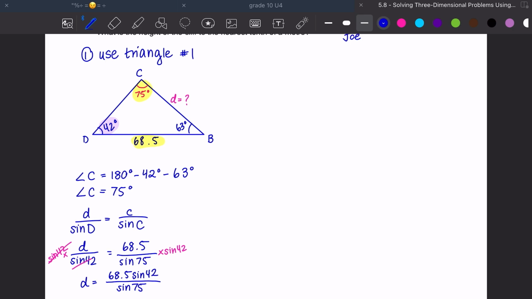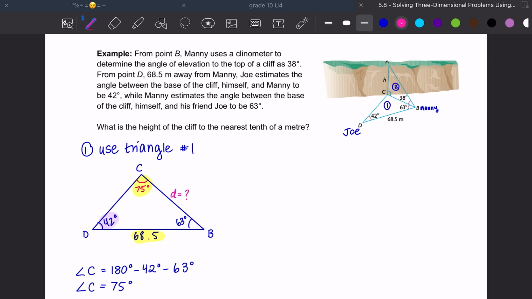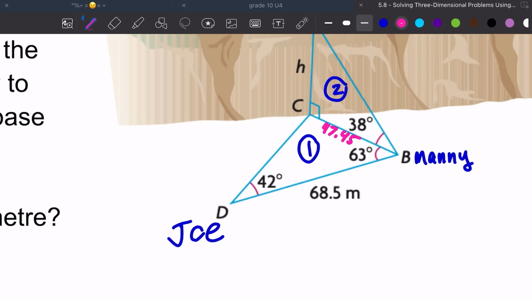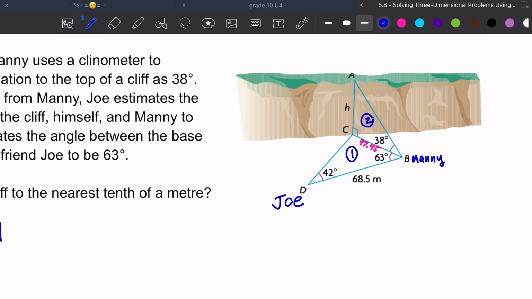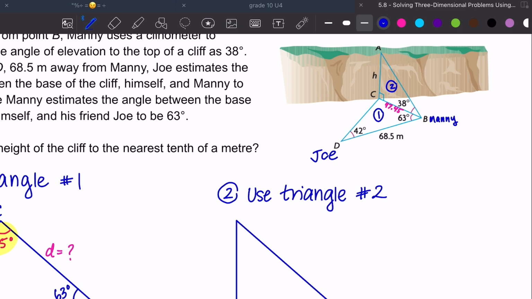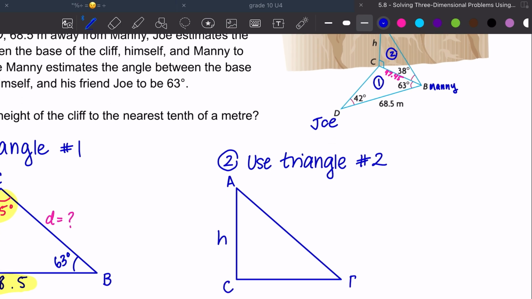Which then, since I've got that, I can write this in this diagram now that I know it. So we're going to say 47.45. And now I can use triangle 2 to solve. So use triangle 2. Number 2. And that's my right angle triangle. This is A. This is my height. This is C and B.